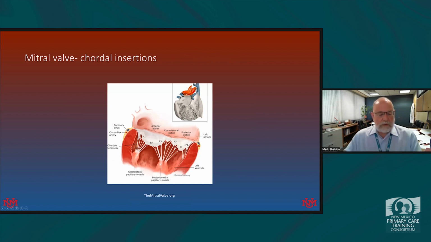One last slide. The main thing I want to point out here is that we all know about the papillary muscles and the chordal structures. I want to mostly point out that each papillary muscle does not just contribute chordal structures to one leaflet. They both attach to both leaflets, and that's a key thing for later on.